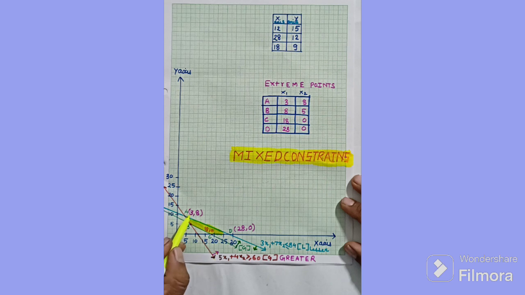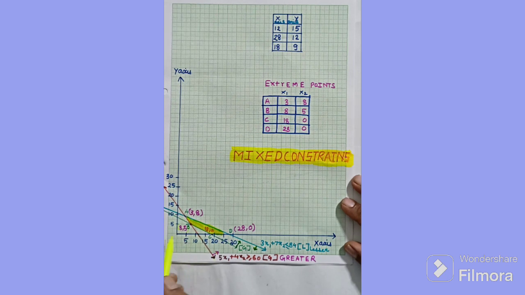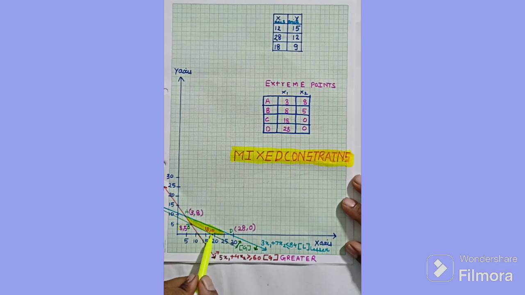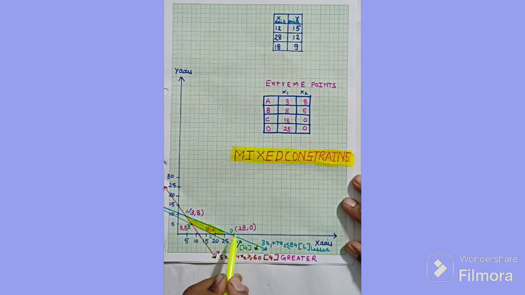On the x-axis it is 3 and on the y-axis it is 8, so I have written 3, 8. Then the B point: here it is 8, and from here on the y-axis it is 5, so I have written 8 comma 5. Then point C is 18 comma 0, 18 on the x-axis and 0 on the y-axis. Point D is 28 comma 0, 28 on the x-axis and 0 on the y-axis.